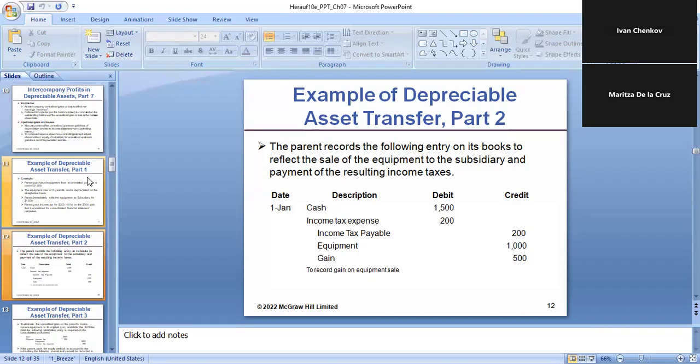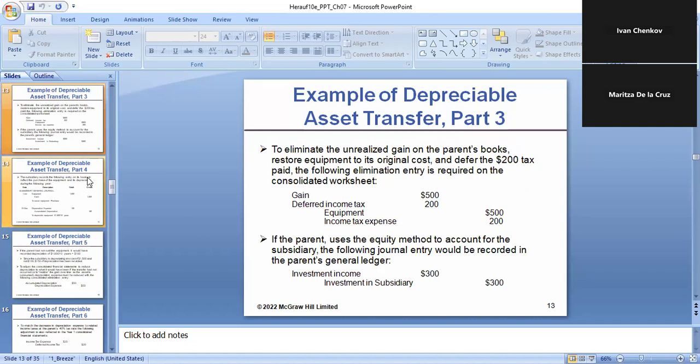So let's see what the journal entry will be. The parent is going to get from the subsidiary $1,500 cash. The parent has to pay income tax expense of $200. Income tax payable will be $200. Equipment of $1,000 will be written off. And the gain is recorded for the $500, on which gain you're paying $200 taxes.